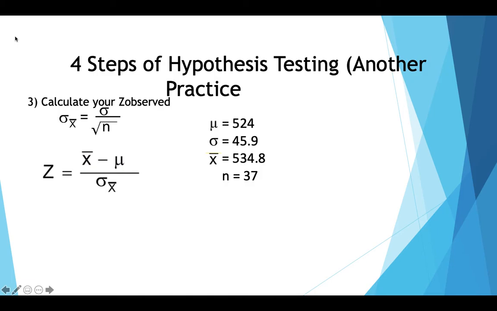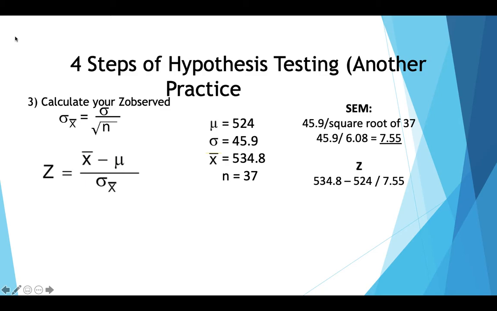Now we calculate our z observed. So first we'll do the standard error of the mean. We'll divide 45.9 by the square root of 37, or 6.08, and that gives us a standard error of the mean of 7.55. Now for our z, we will subtract 524 from 534.8 and divide that by the standard error of the mean. This gives us a value of 1.43.